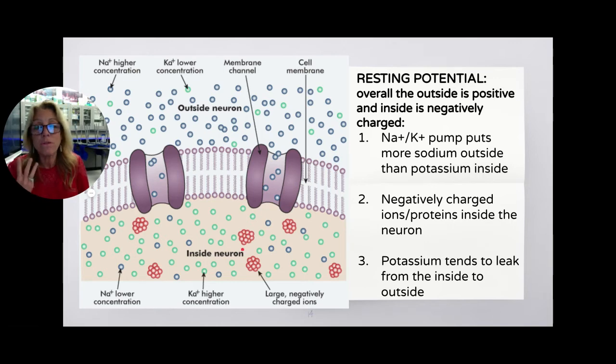And then the third factor is that the potassium gates are not that great of gates. And what happens is some of this potassium tends to leak back out to the outside. So it loses even more of its positiveness to the outside.